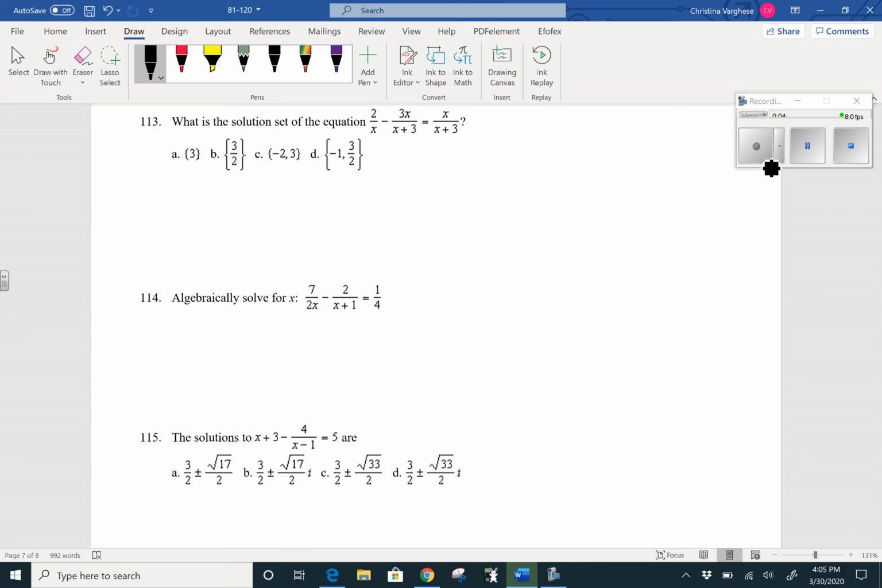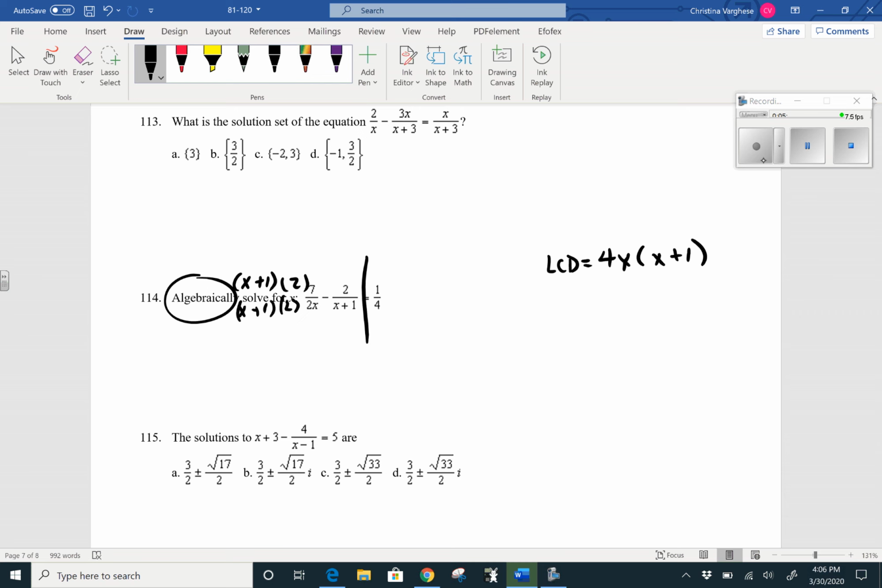113, same thing. 114 you cannot do on the calculator, because it says to do it algebraically. So you need to take this whole thing. We notice that there's a 4 here, there's a 2x, and there's an x plus 1. You need to multiply this whole thing by a 2 to get a common denominator. The least common denominator here is going to be 4x times x plus 1. Once you multiply this by 2, you get the 4x, and then you also have to multiply it by x plus 1. Remember, whatever you do to the bottom, you do to the top. So we're going to multiply this by x plus 1 as well.